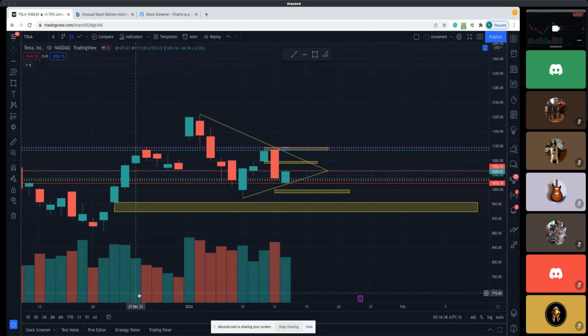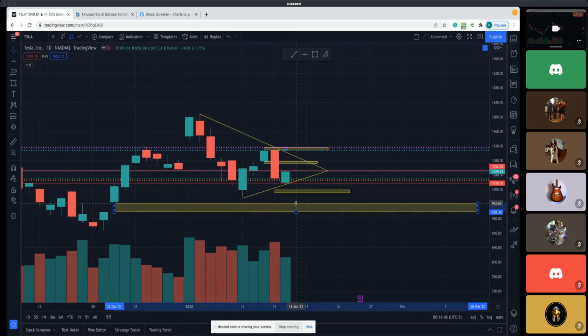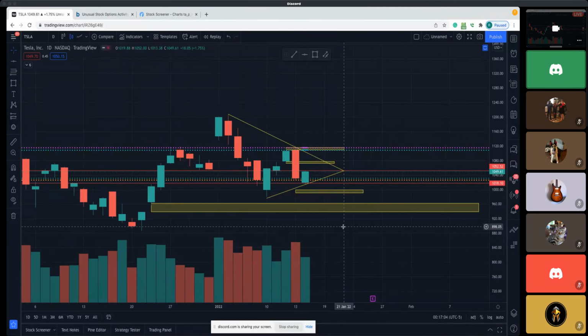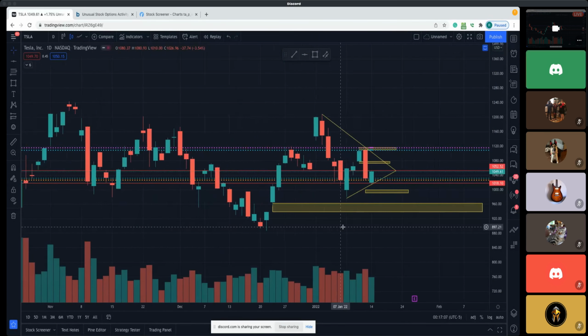It failed to make another high, and I don't really see a big green bar setting up on Tuesday to climb back above 1120. Not yet, anyway. I'm definitely with you on the downside for sure. This might not happen today or tomorrow, but it's coming. We'll see. We'll watch them.